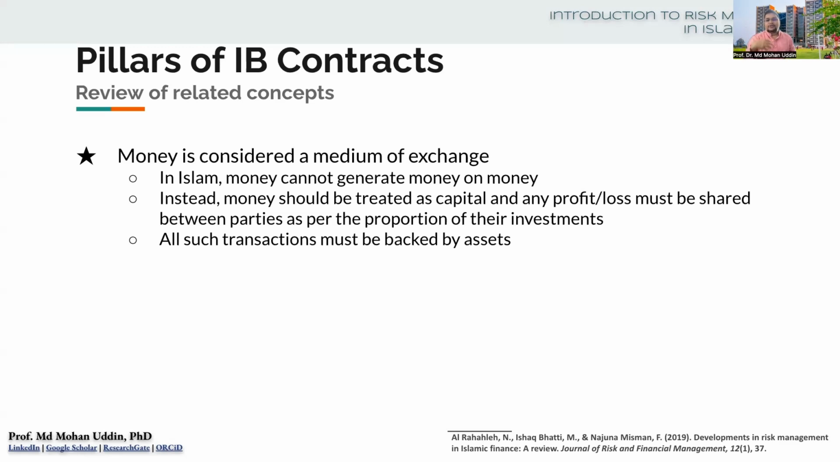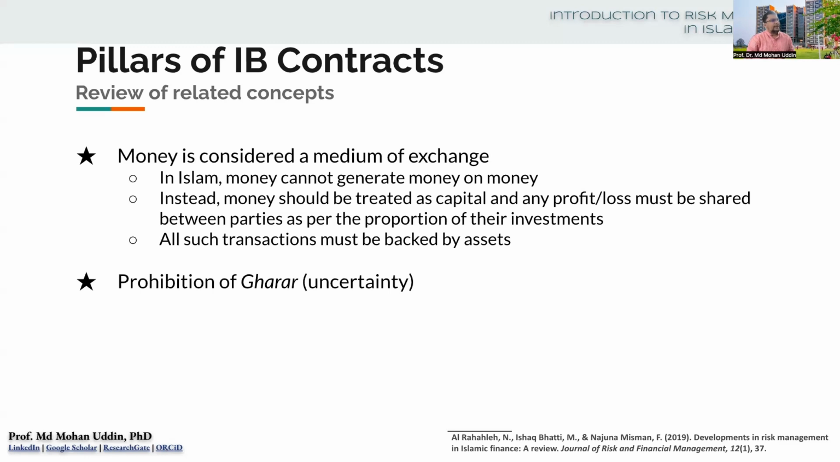Rather, money should be transformed into asset, productive asset. Assets will produce something, generate profit, and that profit will increase the money. This is the main principle. This is the pillar of the Islamic banking contract, in contrast to what is happening in the case of conventional banks.